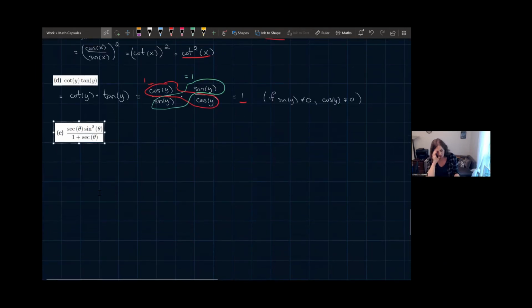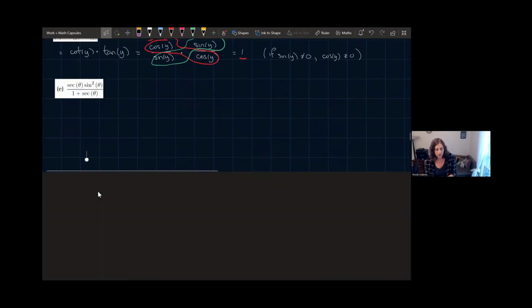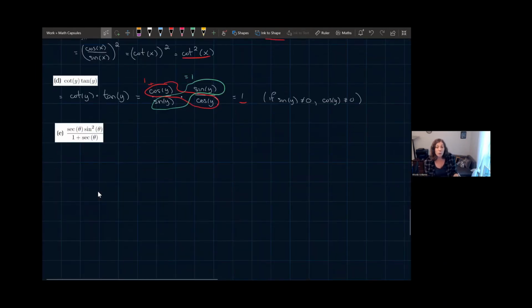Last one. I have secant times sine squared all over 1 plus secant. Okay, well, there's nothing obvious here for me to do right away, so I'll do the only thing I can, which is take my secants and rewrite them as 1 over cosine. So I have 1 over cosine instead of secant, multiplied by sine squared on top, and that's divided by 1 plus 1 over cosine.